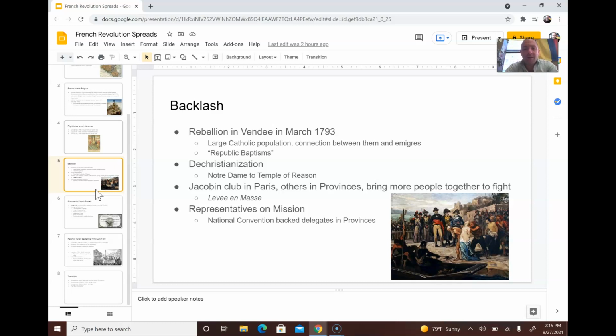In the Jacobin Club, right, this sort of radical political party that is forming in Paris, they're beginning to communicate with each other, and there's becoming more popularity outside of just Paris. This is part of what's called the Levée en Masse, and also the representatives on mission go out to try and convert people and spread the message of the French Revolution and get people on their sides.